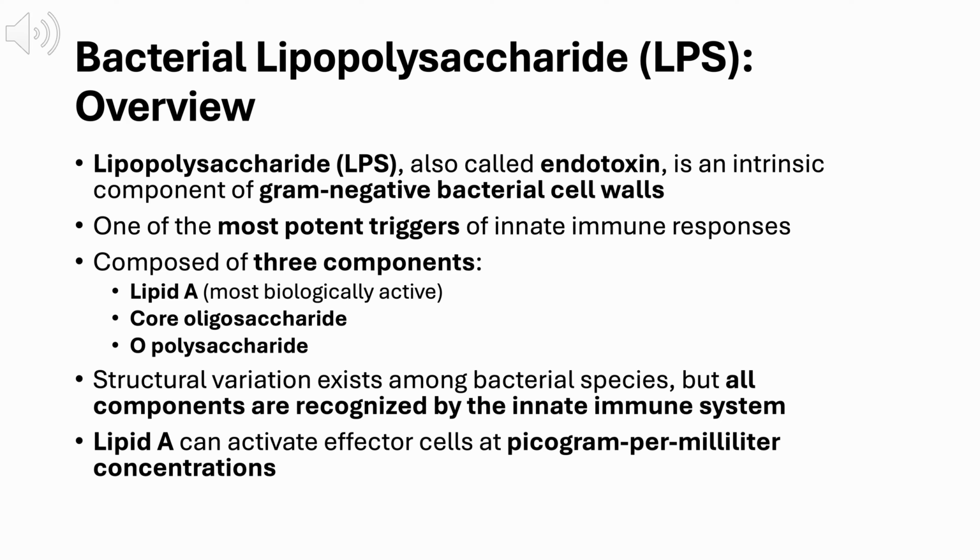One of the most important bacteria-derived triggers is lipopolysaccharide, or LPS, also known as endotoxin. LPS is an intrinsic component of the outer cell wall of gram-negative bacteria and is among the most potent activators of innate immunity. Structurally, it contains three major components: lipid A, the core oligosaccharide, and the O polysaccharide. Lipid A is the most biologically active portion and can activate immune effector cells at extremely low picogram per milliliter concentrations. Although the exact structure of LPS varies among bacterial species, its components are broadly recognized by the innate immune system, allowing rapid detection of gram-negative infection.